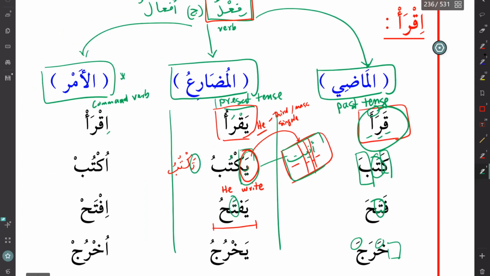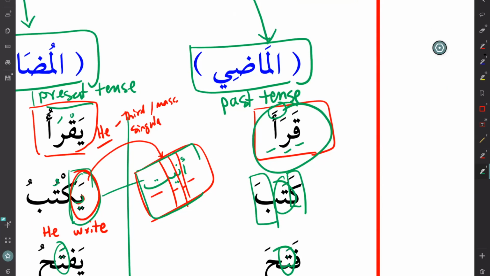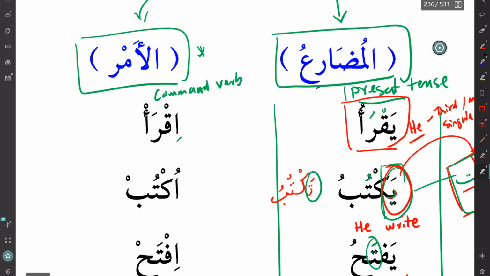Now let's look at the command verbs. Here we're saying qara'a, he read in the past tense. Yaqra'u is he's reading or he reads. And iqra. Iqra here means to read, meaning you're asking someone to read.